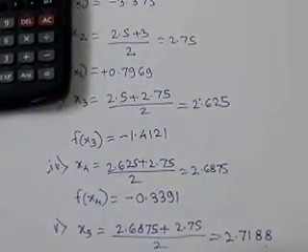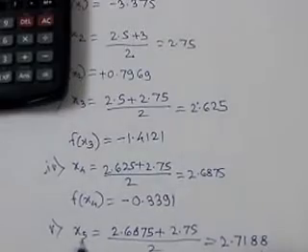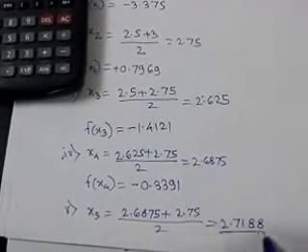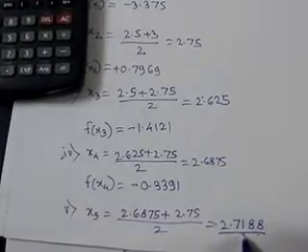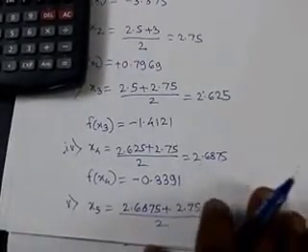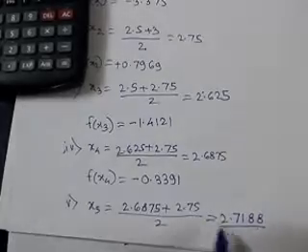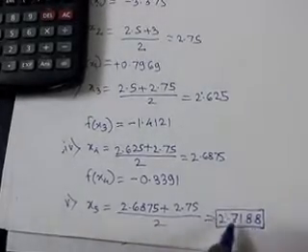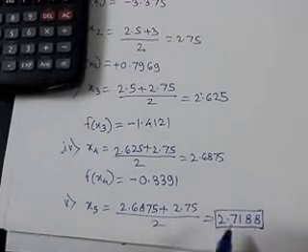If they ask you for 5 iterations, you just have to calculate x5, which is this one. This is the value that we have calculated for the fifth iteration. This is the root after 5 iterations, so we can just stop here. This will be your answer, 2.7188. After 5 iterations, the root of the equation that we find out is this.